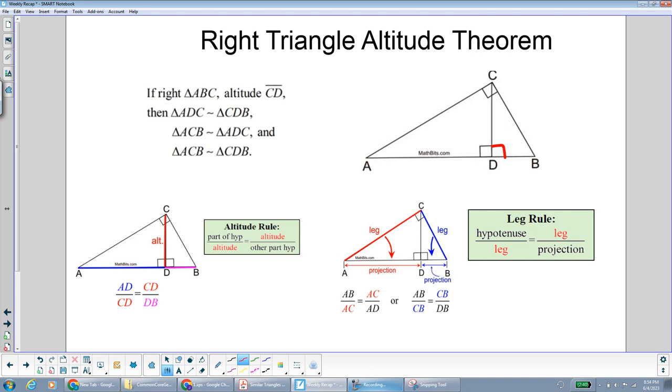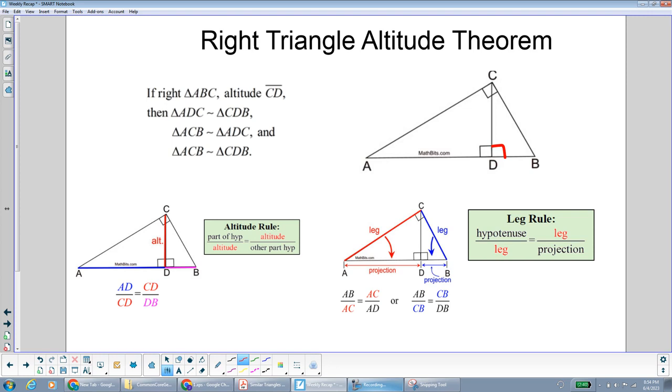So remember the first part of the right triangle altitude theorem says that all three triangles are similar to each other by AA. The big triangle and the smaller right triangles are all similar to each other. And from those similar triangles come the altitude rule and the leg rule.